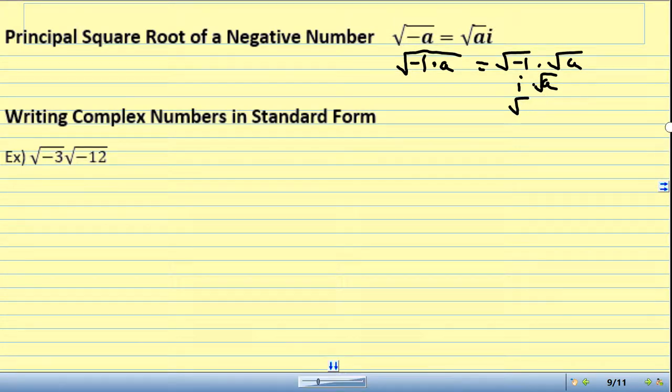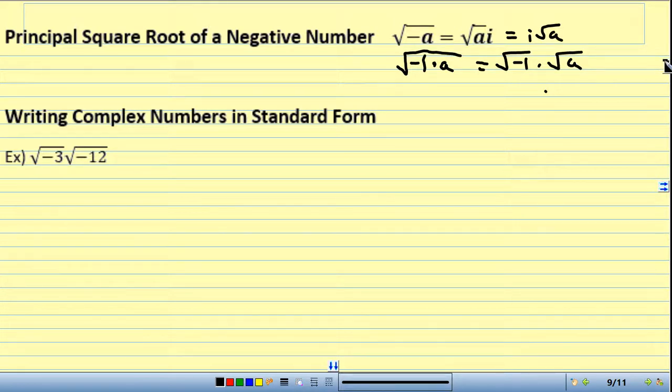Now, this book kind of likes writing it like the square root of a times i. I have also seen it written as i root a. Whatever, however you like to have it. So I have the square root of -3 times the square root of -12. I can break the square root of -3 up into the square root of 3 times i. And the square root of -12, I can also break up into the square root of 12 times i.